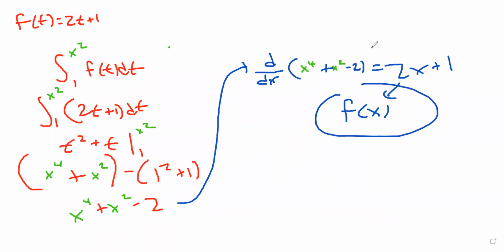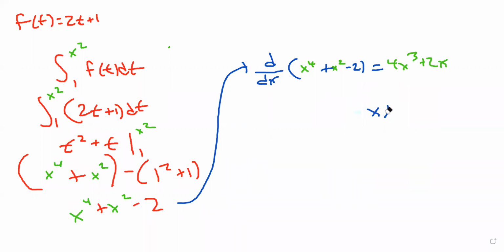Okay, if I take that derivative, that's different. That's going to be 4x cubed plus 2x. Now, of course, that's not f of x. But here's what's happening. It actually involves a bit of a chain rule. Isn't it supposed to get us up above? Nope. Here's what's happening.